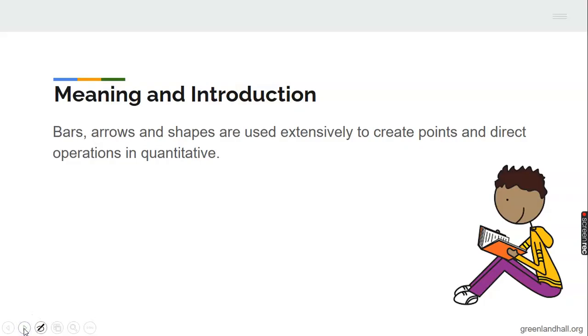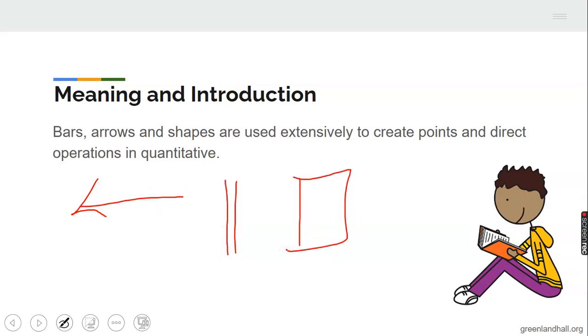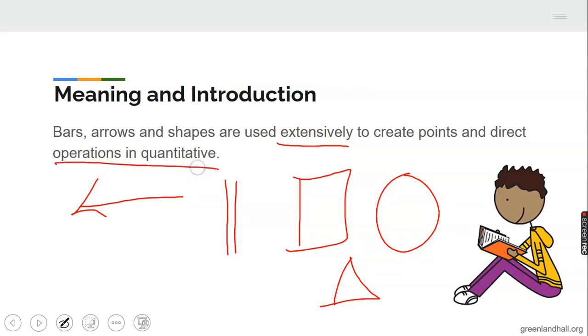So we're going to look at first and foremost what we're talking about today in quantitative reasoning. We have bars, arrows, and various kinds of shapes in our quantitative reasoning. We're going to make sure that we use some of these shapes and see how they represent what they mean. So bars, arrows, and shapes are used extensively to create points, and sometimes they create direct operations in quantitative reasoning. The direction of an arrow could tell you what something is saying.